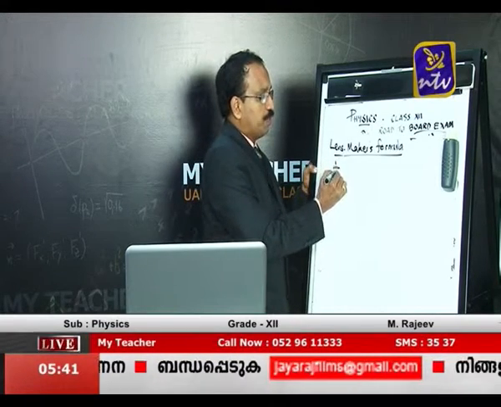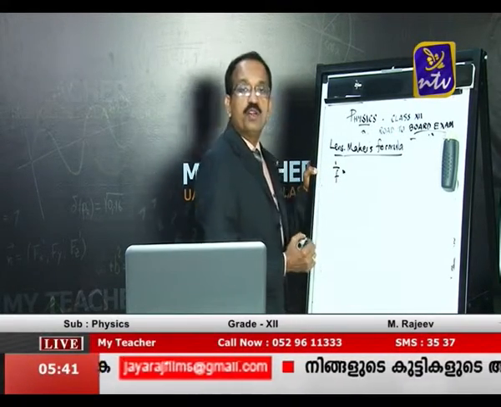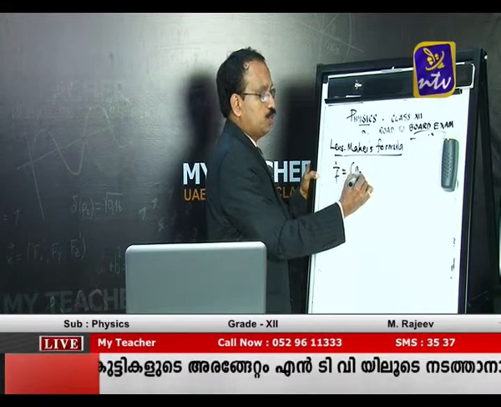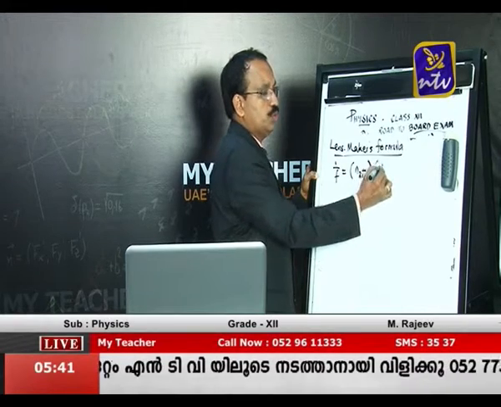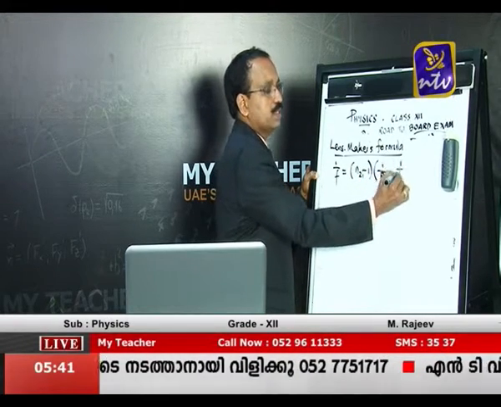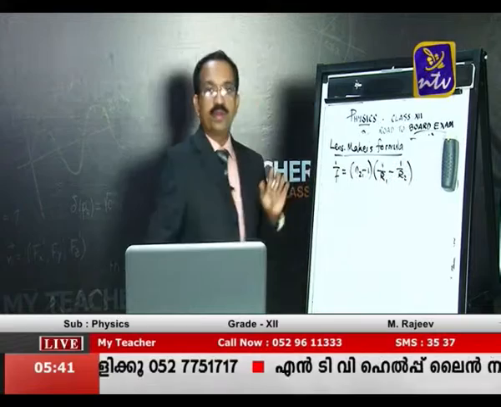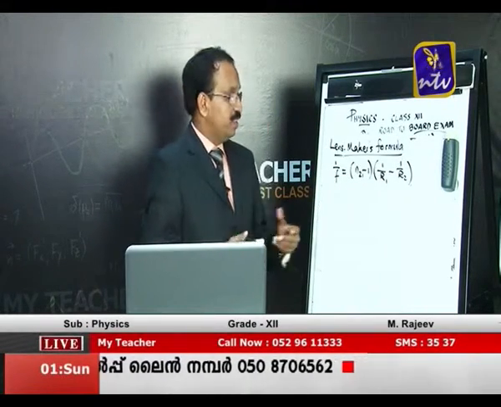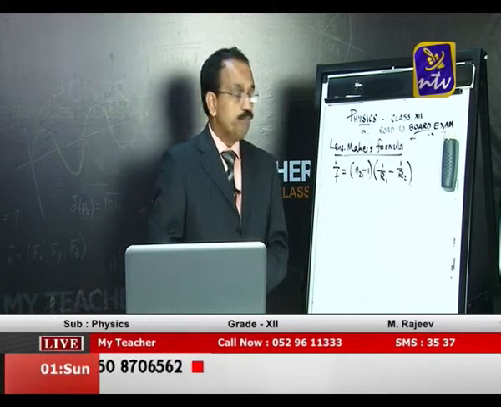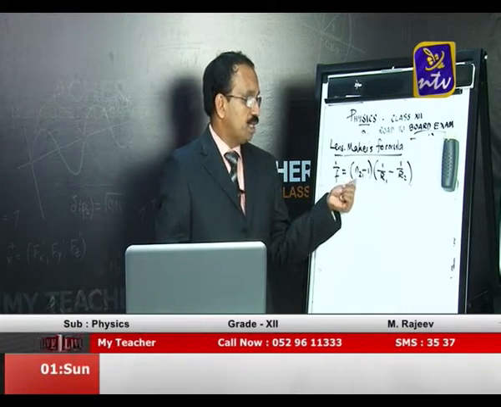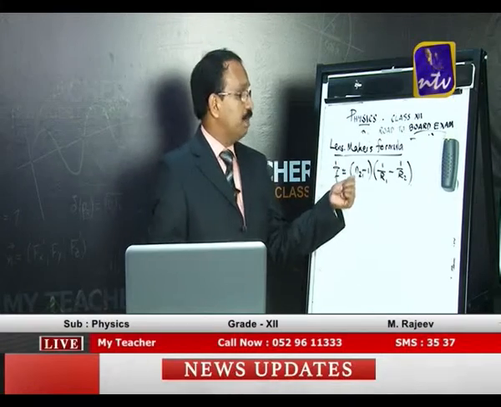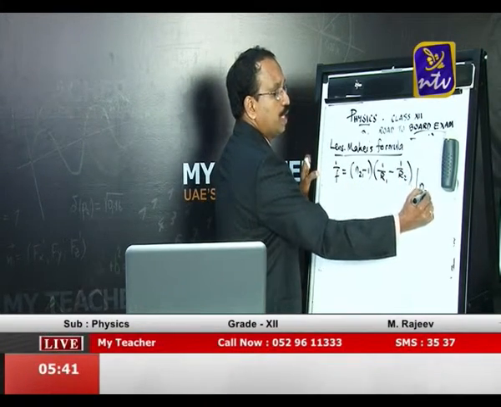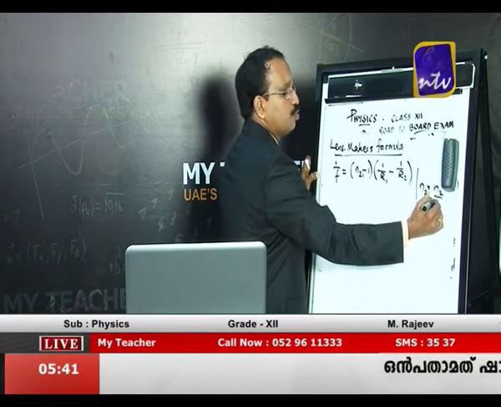The equation that you are familiar with is 1 by f is equal to (n21 minus 1) into (1 by r1 minus 1 by r2). This is the lens maker's formula. And what we have observed is the refractive index of the second medium with respect to the first, n21, is what you write normally as n2 by n1.